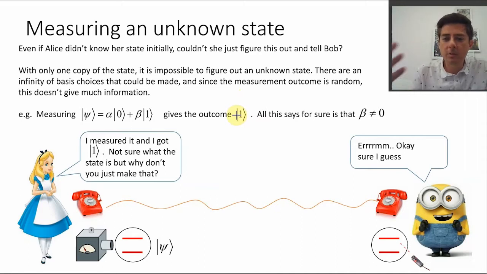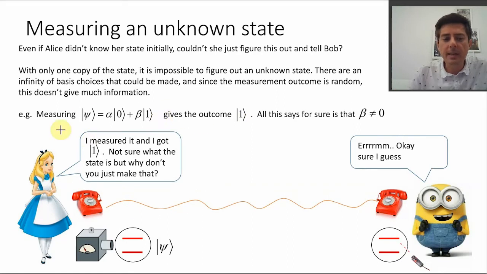There's no statistics, there's no probabilities that she can really even say. She may have been very lucky, unlucky to get 1. We really don't know. So there's not really that much that can be said just by getting a single outcome from a single measurement, because there's no information about probabilities or anything, right?